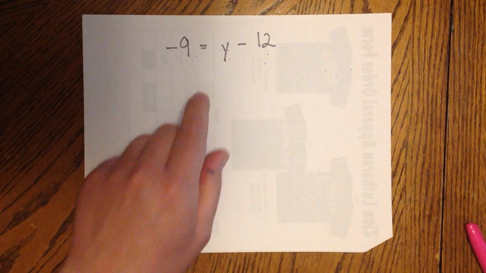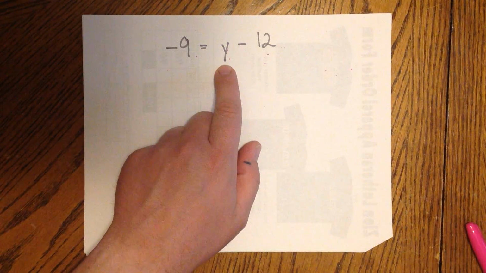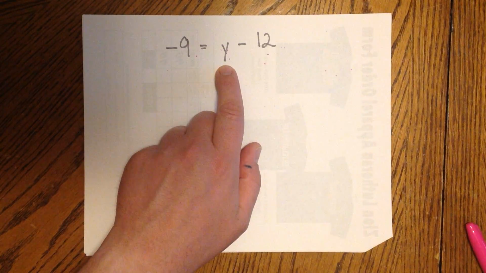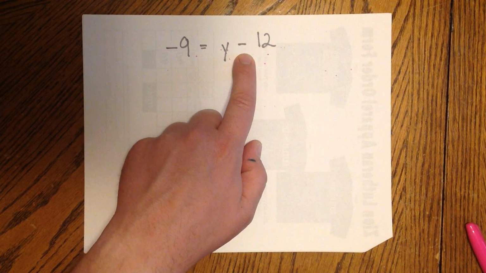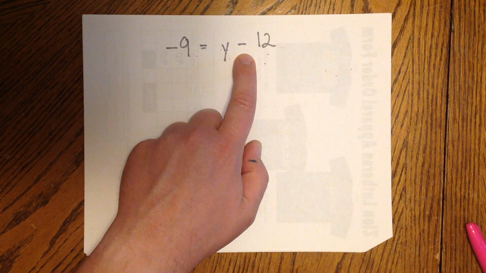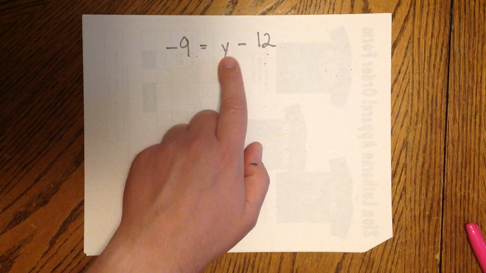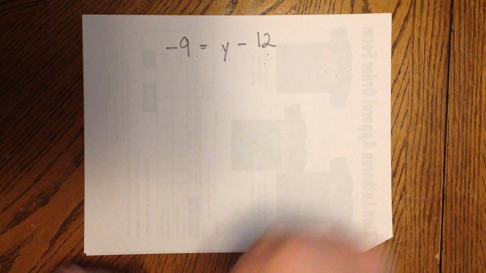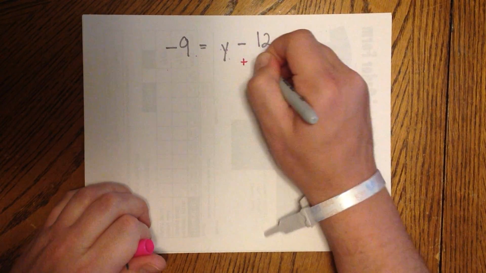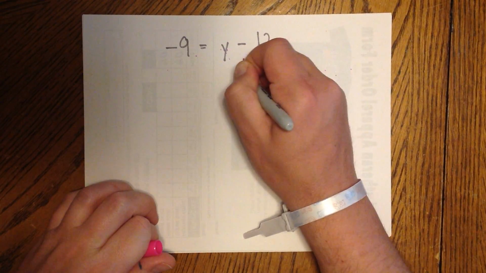So now again, I have to ask myself the question, what is happening to my variable? What's happening to y in this situation? And I'm recognizing that 12 is being subtracted from y. So the inverse of subtracting 12 would be adding 12. So I'm going to add 12 on both sides of the equation here.